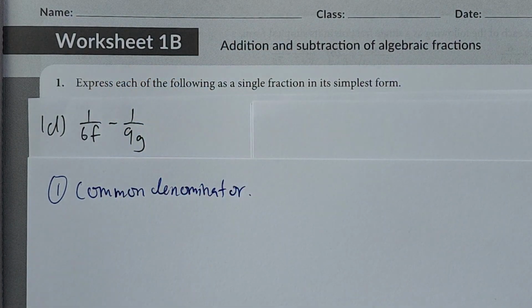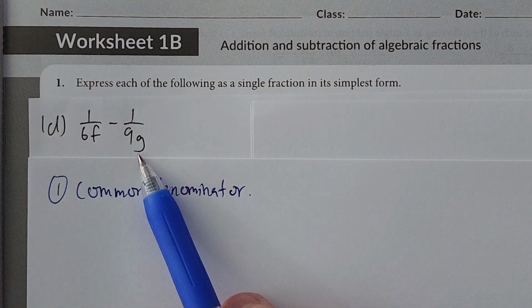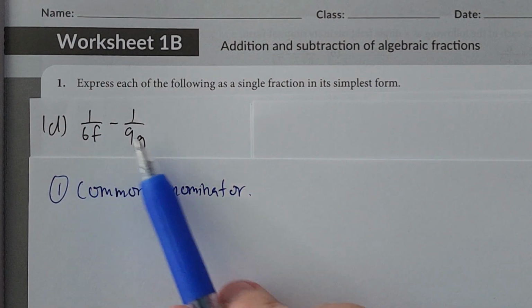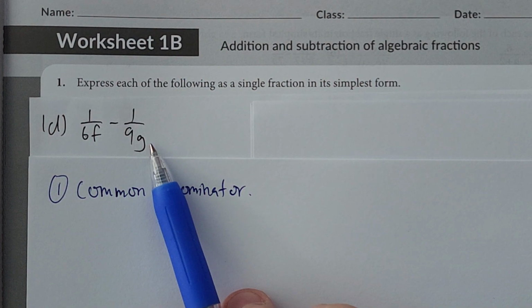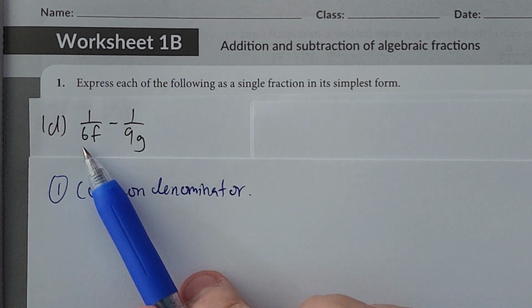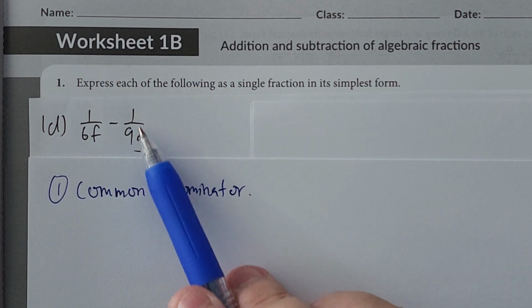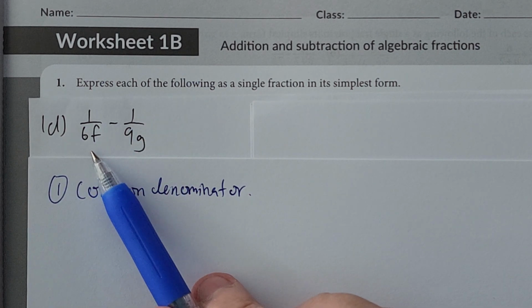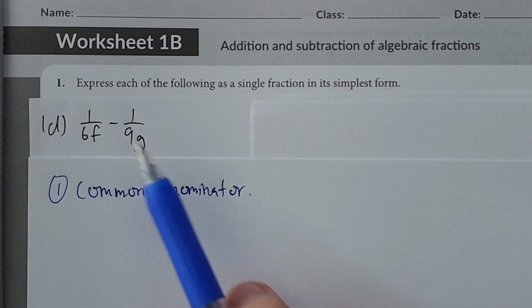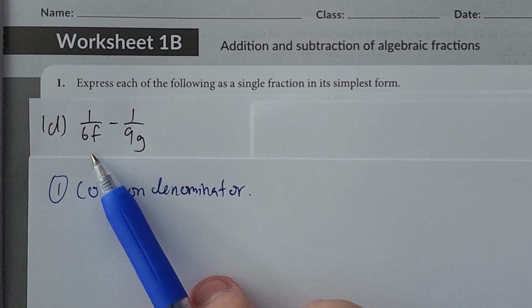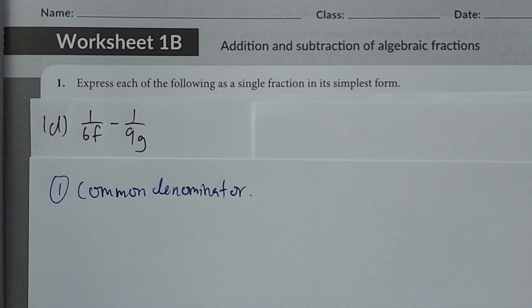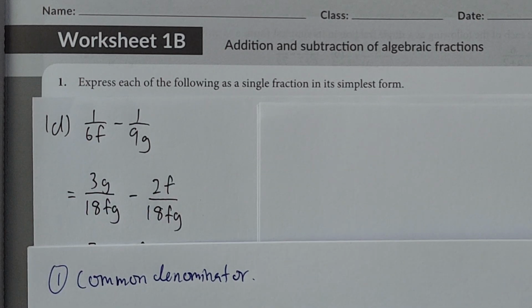Common denominator. So the first step is to make sure that the denominators are the same. So look at the numbers, 6 and 9. What I do is look for the LCM, it is 18. So for the 6 I multiply 3 above and 3 below, and for the 9 I multiply 2 above and 2 below. For the f and the g, the common denominator will simply be fg. Multiplying them, we should get this step.